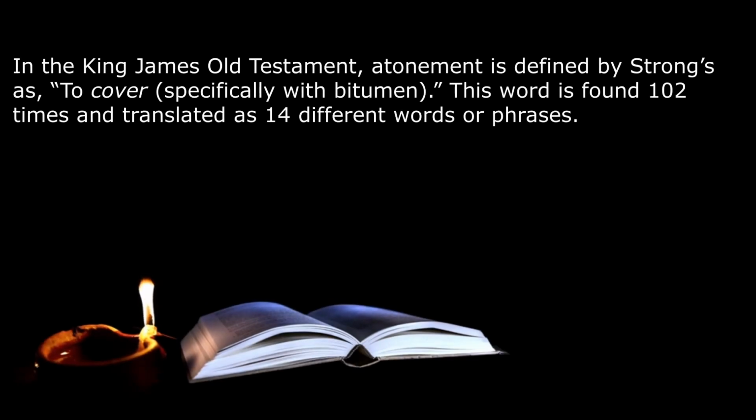In the King James Old Testament, atonement is defined by Strong's as to cover, specifically with bitumen. This word is found 102 times and translated as 14 different words or phrases.